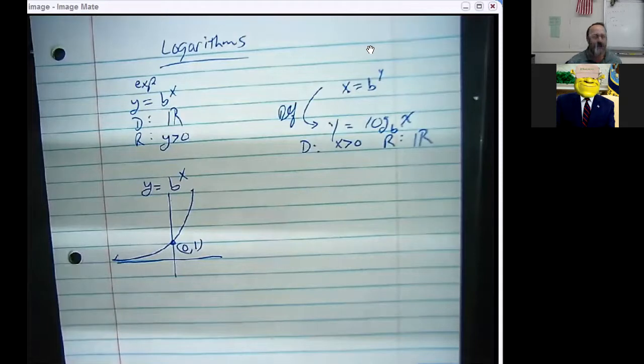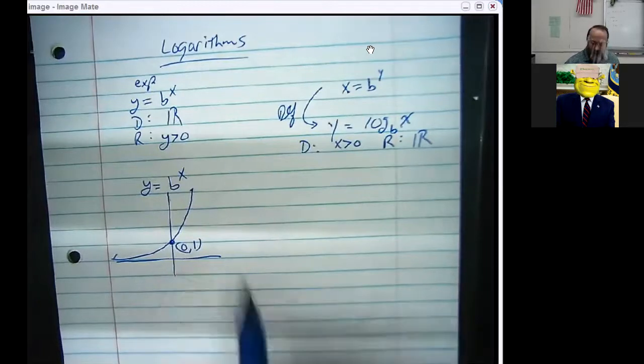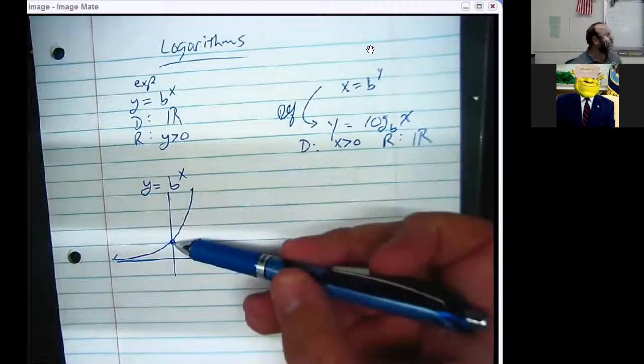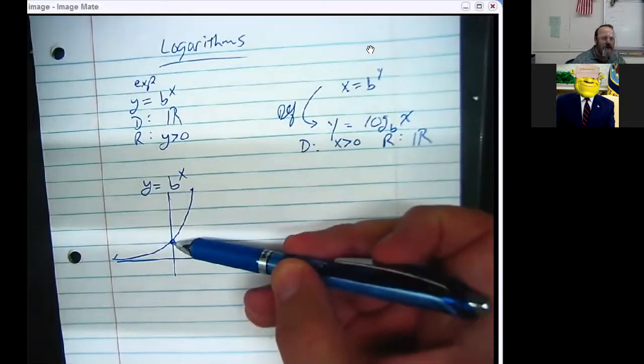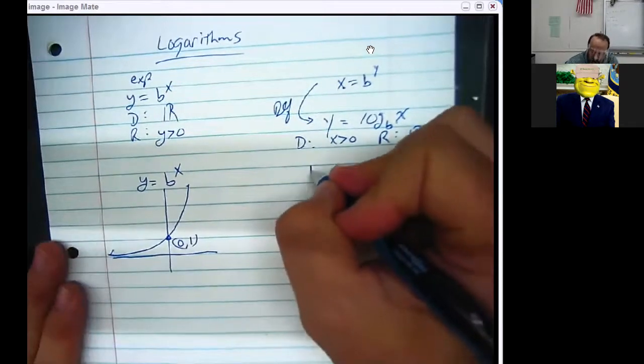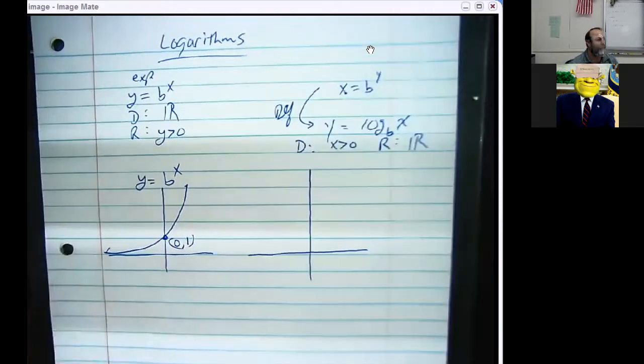I could do it as decay. It's no big deal, okay? So we know this looks like this, right? And if b is a bigger and bigger number, it just makes it steeper, but didn't it always go through 0, 1 because anything to the 0 power is 1? Now, this is bizarre. I know people don't like this, especially when they first see it. What do you do when you make an inverse? You take all the x's and y's, and what do we do to them?